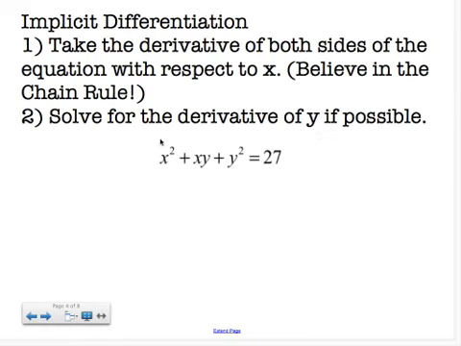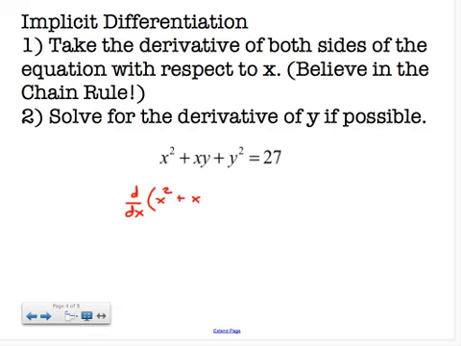There'll be times when that might not be possible. Okay, so here's a relation, x squared plus xy plus y squared equals 27. I cannot solve this for y explicitly. Can't be done. So I need to use implicit differentiation. So we take the derivative of both sides. Let me write out that process, and then we'll get to work.